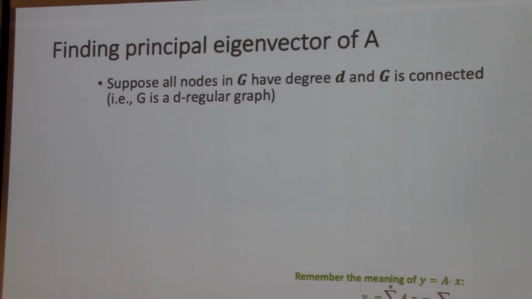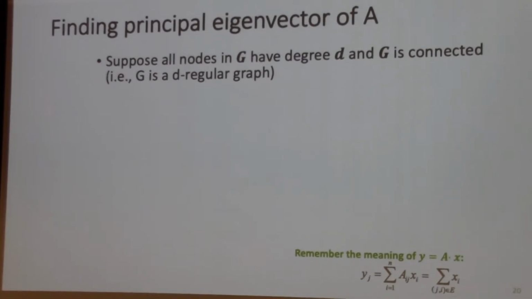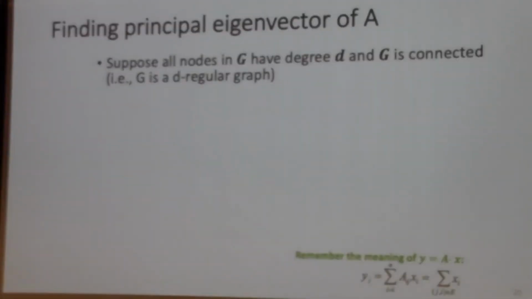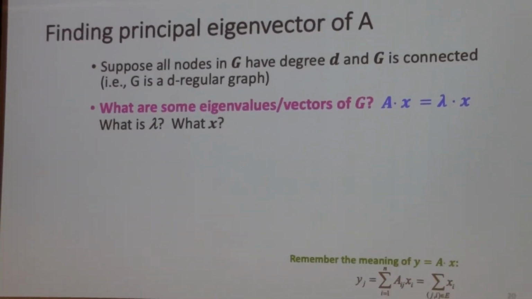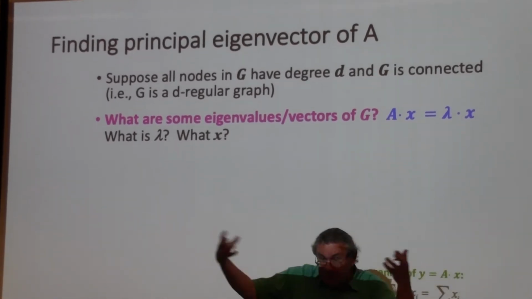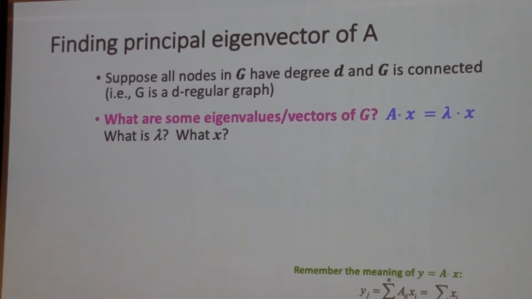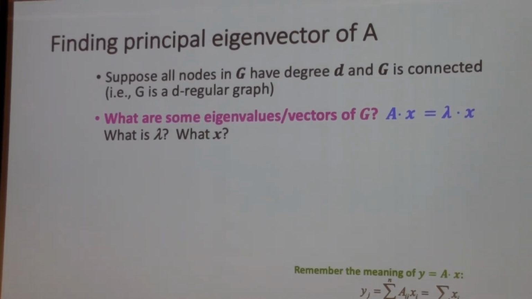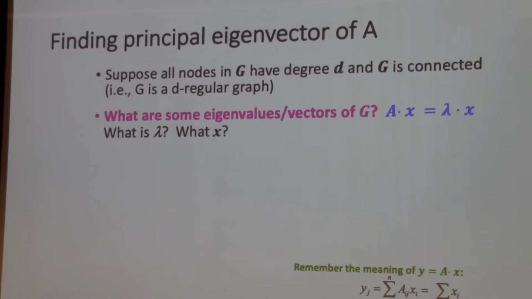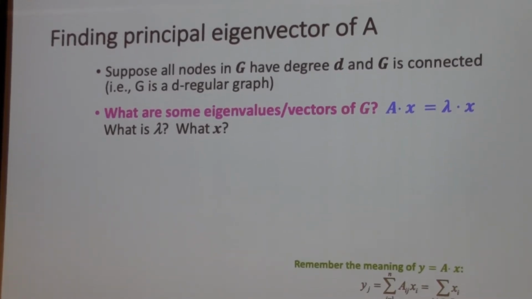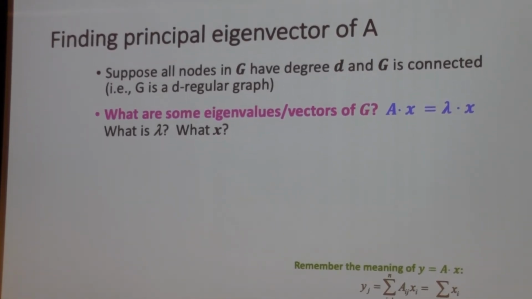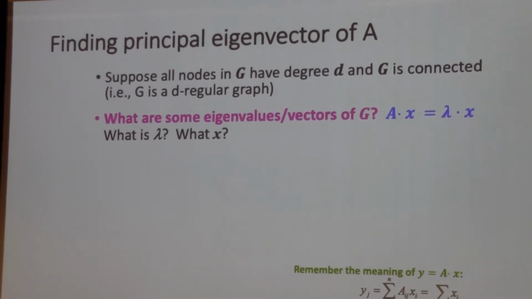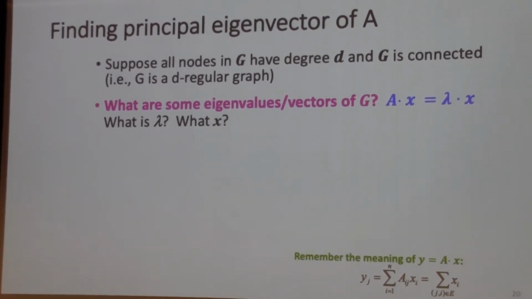Now let's take our graph. All nodes have degree D in G, so this is the graph G, and it's connected. It only has one component. What are some eigenvalues? What I want to do is give you some intuition on this, because these eigenvalues and vectors mean something on the graph. So we have a graph where all the nodes have degree D and it's connected. That means there's only one big component, and A is the adjacency matrix for this.